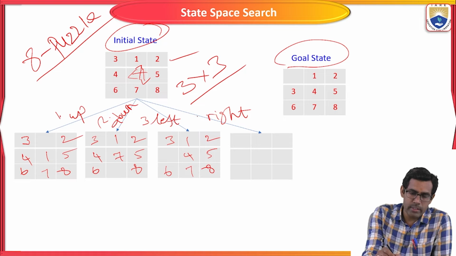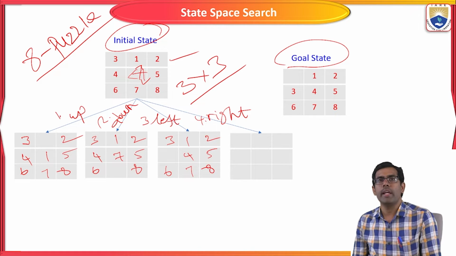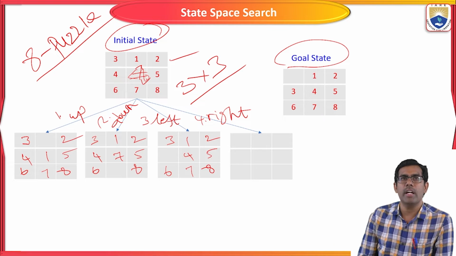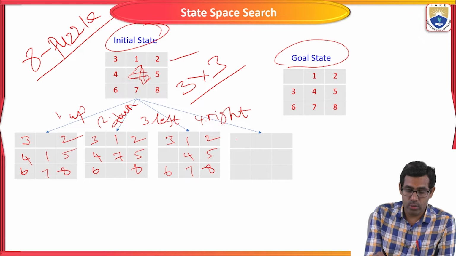The fourth one is the right operation, the right move. The specific empty space we have to move to the right. If so, we get 3, 1, 2, 4, 5, then empty, then 6, 7, 8.